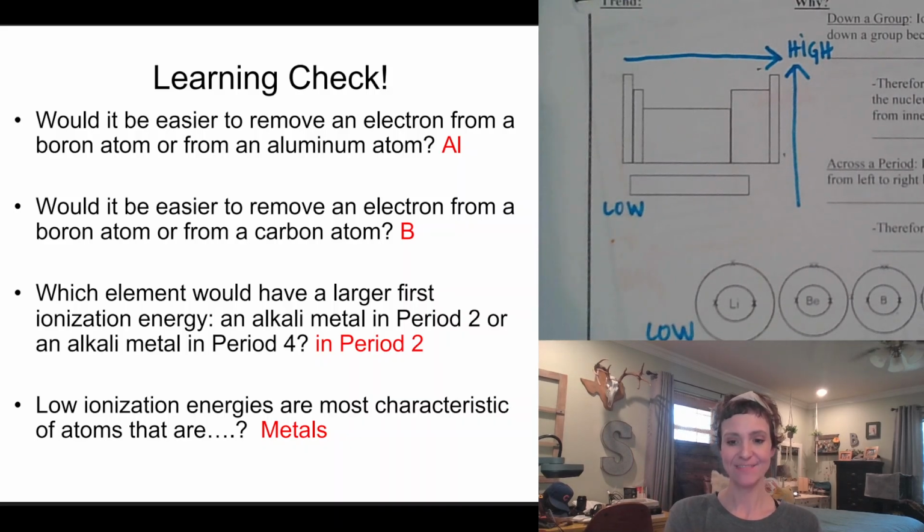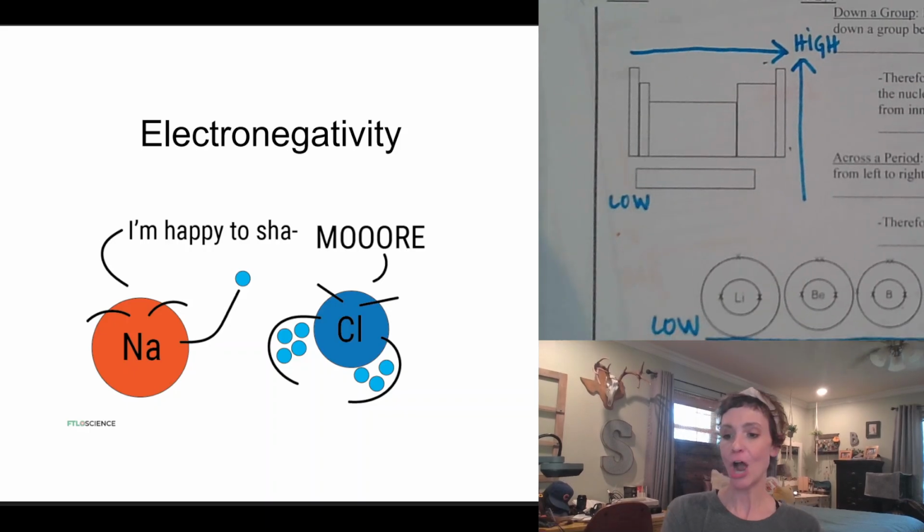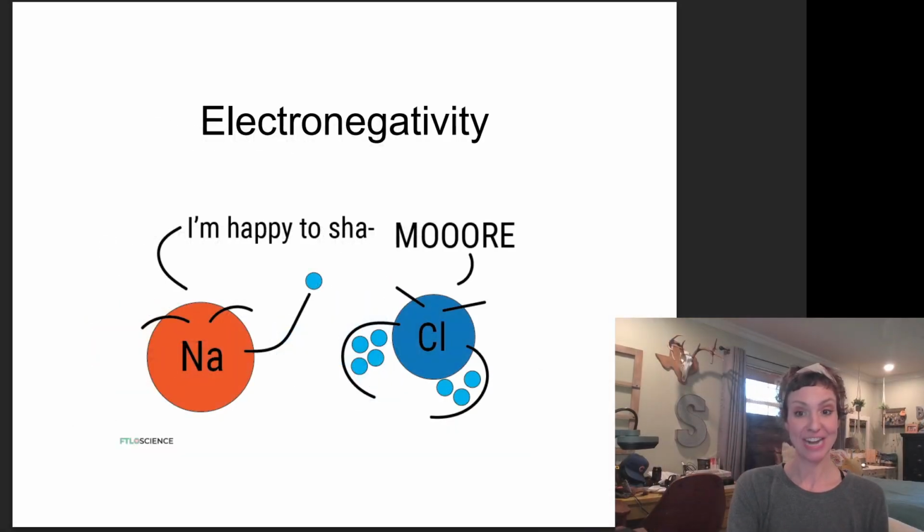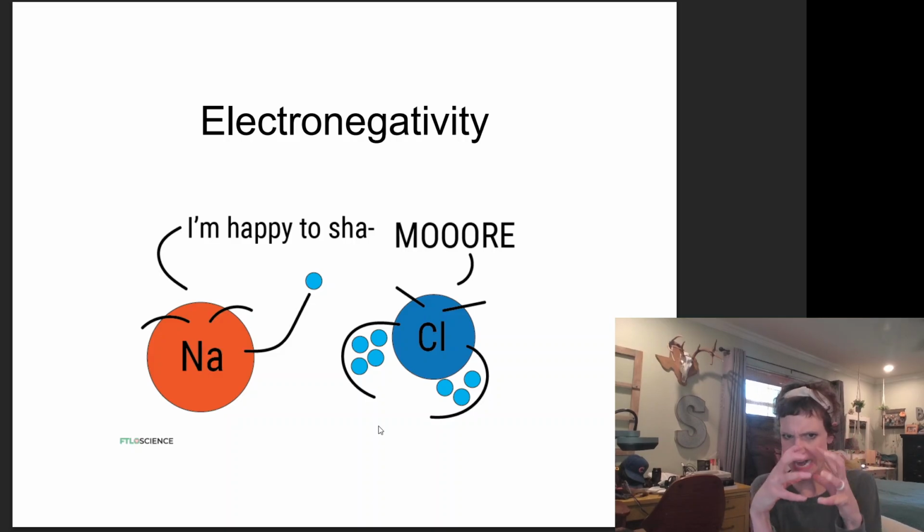Okay, this is getting fun. I'm really excited. Ooh, okay, we are on our last periodic trend. This is electronegativity. And electronegativity actually kind of goes hand in hand with ionization energy. This cute little cartoon has this sodium atom. I think he's holding up one of his electrons. He's like, hey man, I am happy to share. And then chlorine is like, nope, I'm gonna steal it more. So I like to think of electronegativity as how greedy you are to grab and steal electrons.